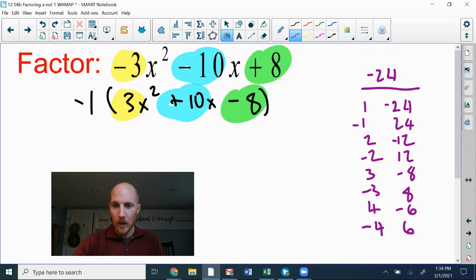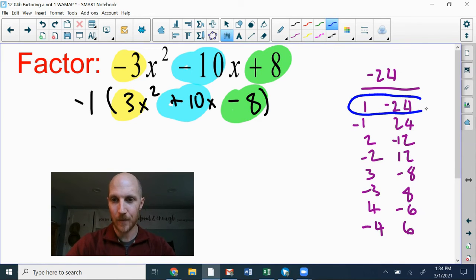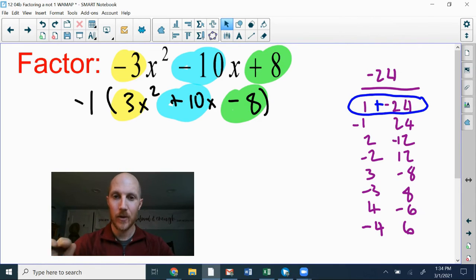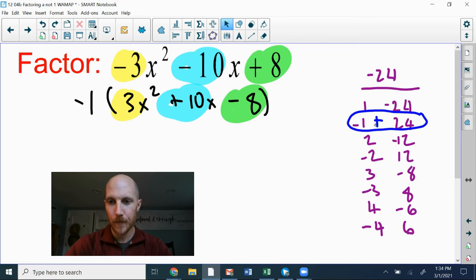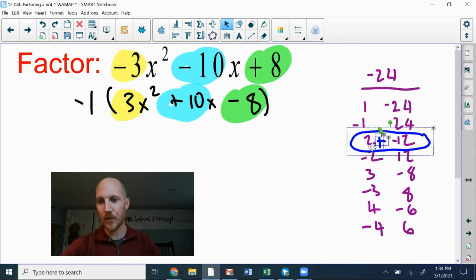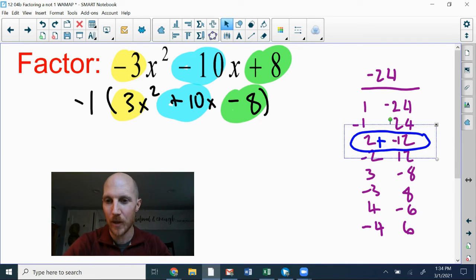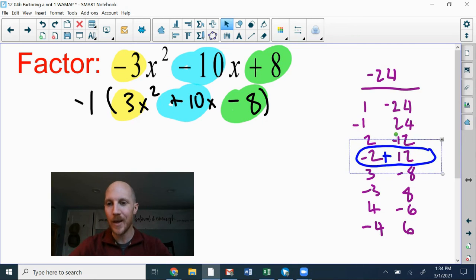Okay, so next I'm going to go through this list, and instead of multiplying, now I'm going to add. So I want to see which of these factor pairs will add to make the blue coefficient on the x, so negative 10. Inside the parentheses, we're using positive 10. So positive 10, 1 plus negative 24. Nope. No. Almost. 2 plus negative 12. That would give me negative 10. But now I am looking for positive 10. So it's going to be this one, negative 2, positive 12.